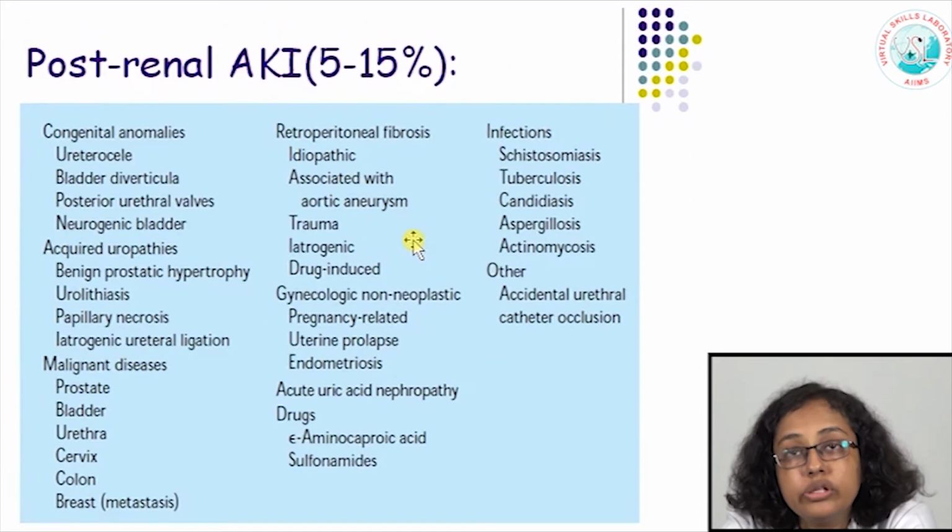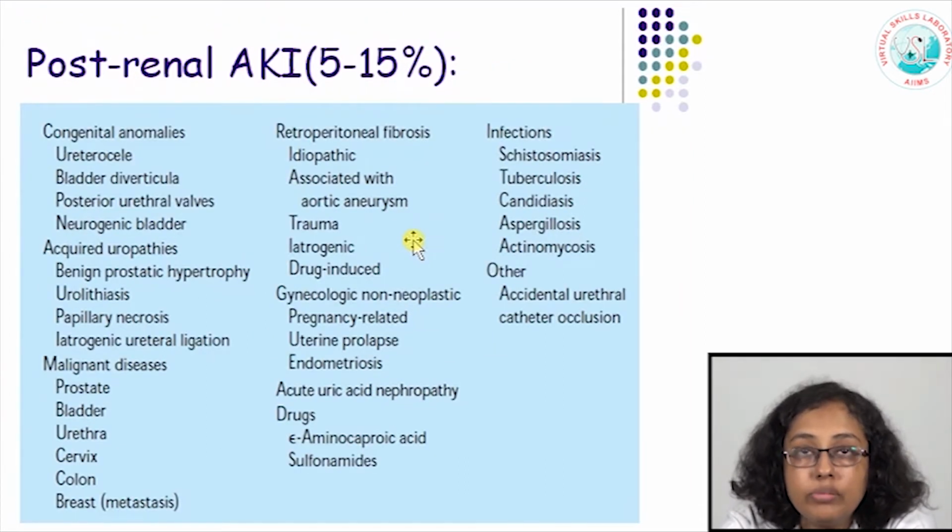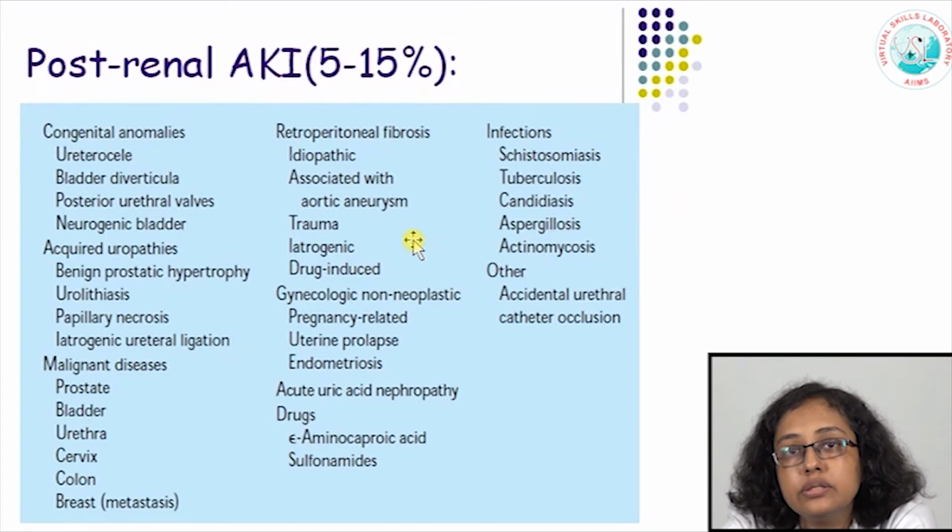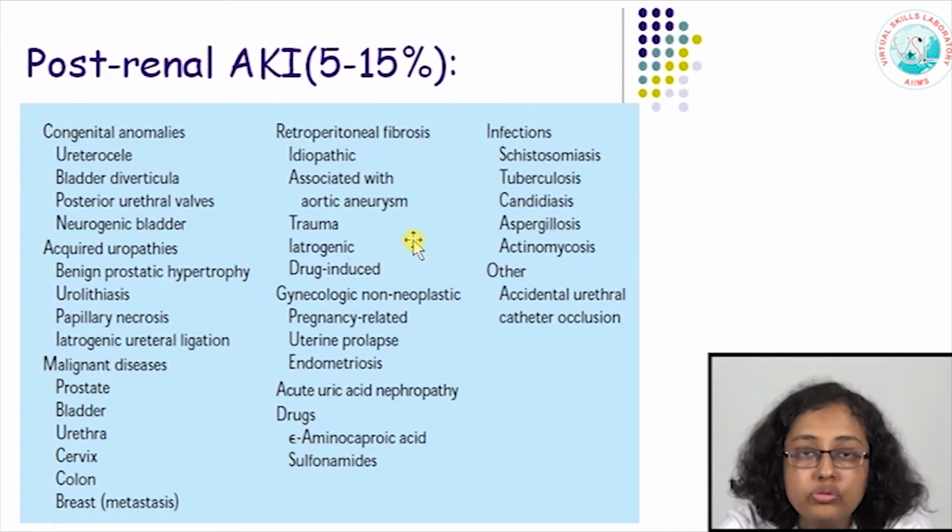And lastly, post-renal acute renal failure, which is less common, seen in 5 to 15% of cases. As I referred to, urine is produced, but it cannot be passed because of a blockage somewhere in the output path. And there are multiple causes.